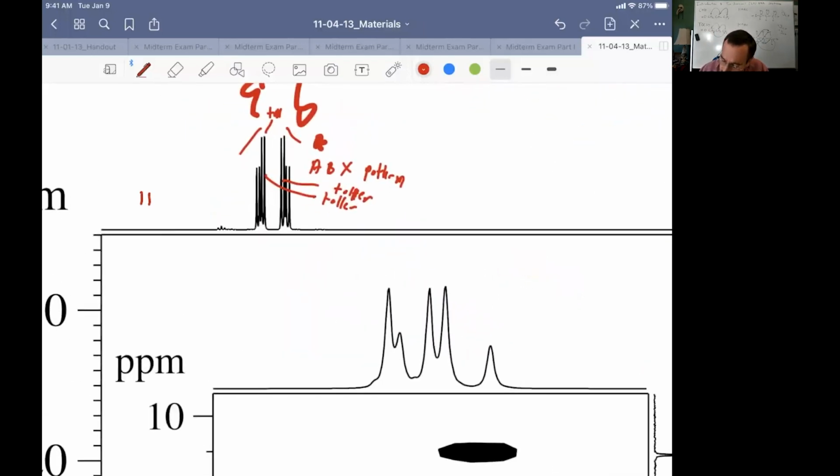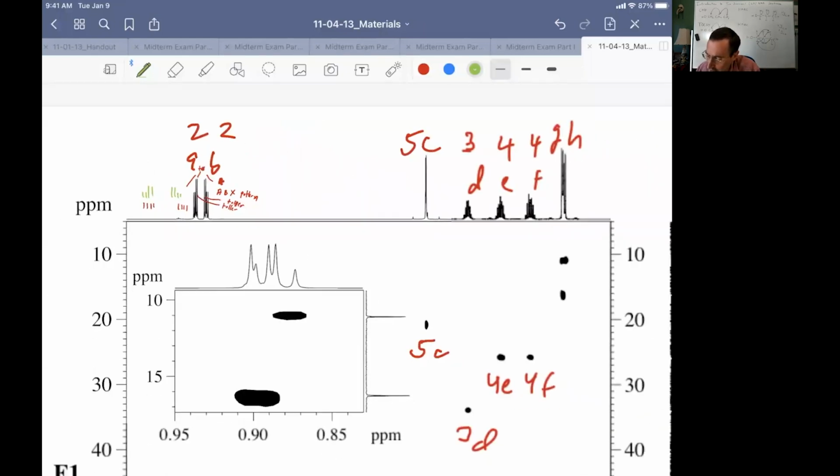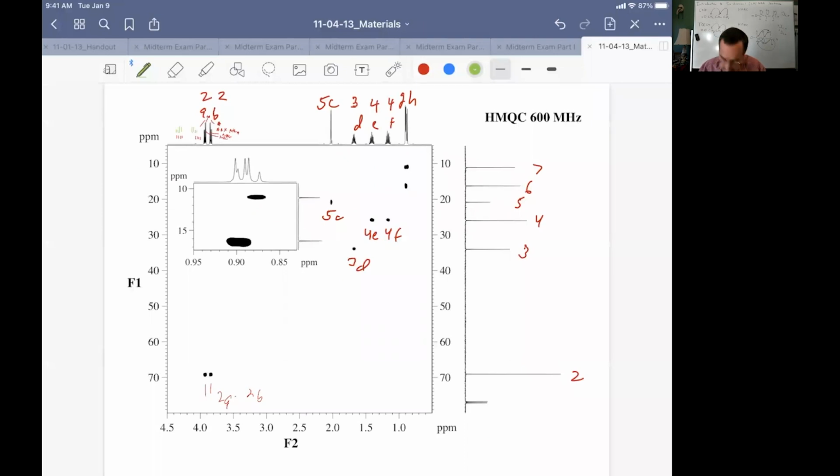In other words, it's not 4 even lines and 4 even lines. It's 4 lines with the inner ones bigger and the outer ones smaller. And that is so characteristic of an ABX pattern. All right, so we've got our ABX pattern there, but back to this, we've got our diastereotopic protons.